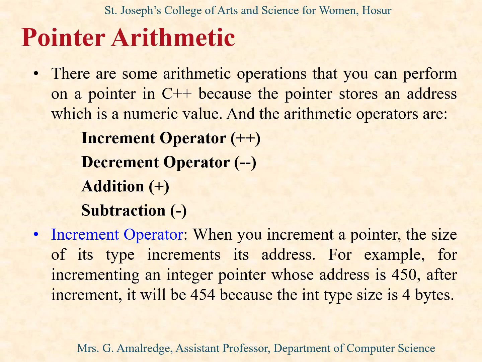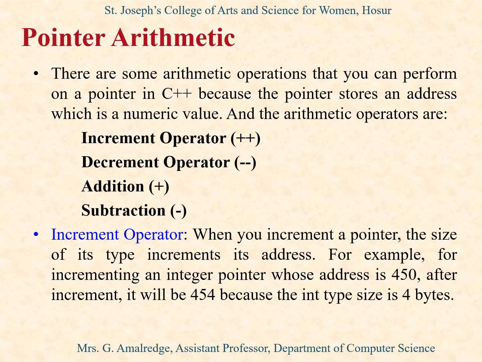Pointer arithmetic. There are some arithmetic operations we can perform on a pointer because the pointer stores an address, which is a numeric value. The arithmetic operators are increment operator plus plus, decrement operator minus minus, addition plus, subtraction minus. Increment operator.